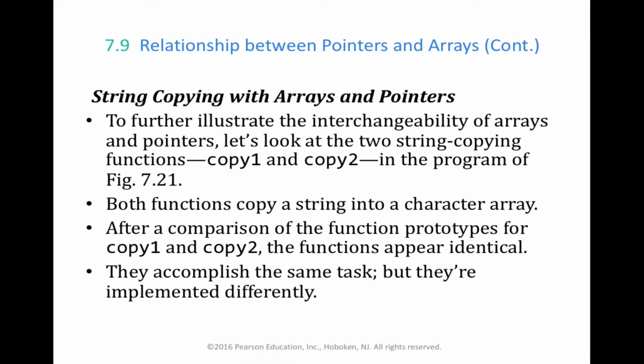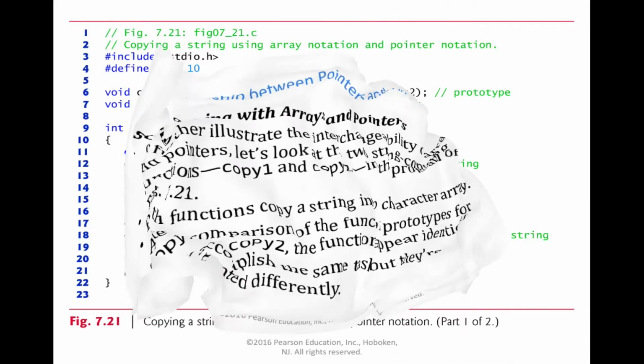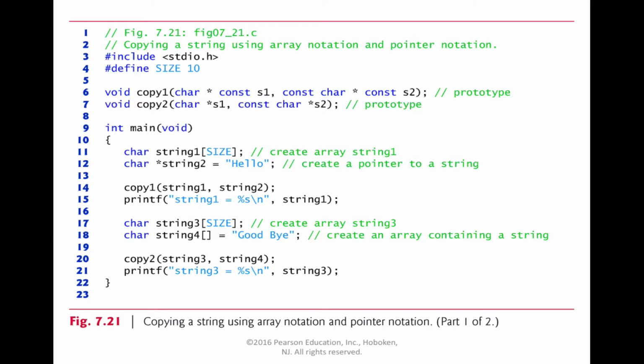So let's talk about string copying with array and pointers. If we want to think about the interchangeability of array and pointers, string copying is a great example of how to do this. So we have copy1 and copy2 within the program. Both functions copy the string into a character array after a comparison of the function prototypes. For copy1 and copy2, the functions are going to appear identical. They do accomplish the same task, but they're implemented differently. And that's one of the great things about functions. We don't need to know how they do their work to utilize them. We just simply need to know what we're going to get back and what data we need to give them. And so when we look at this program and we look at those two prototypes, they look almost the same.